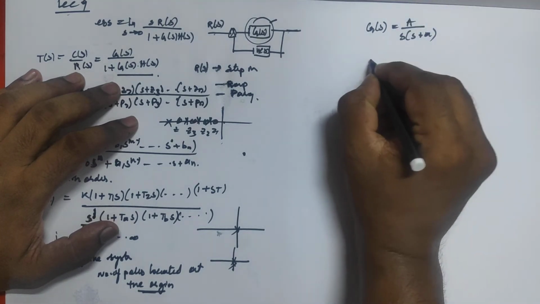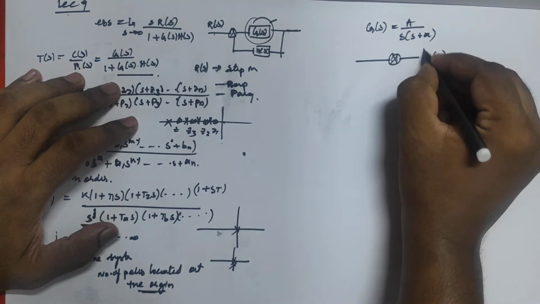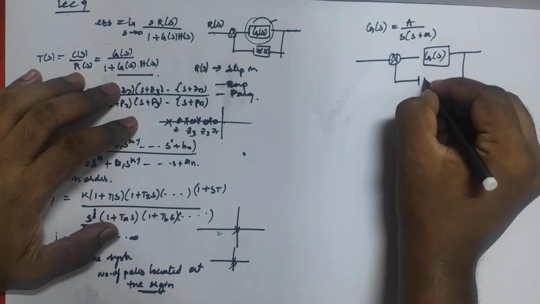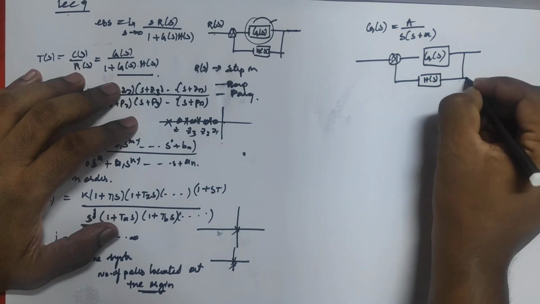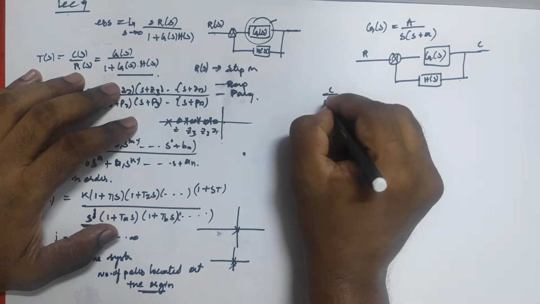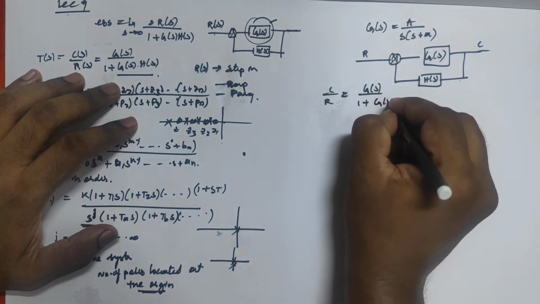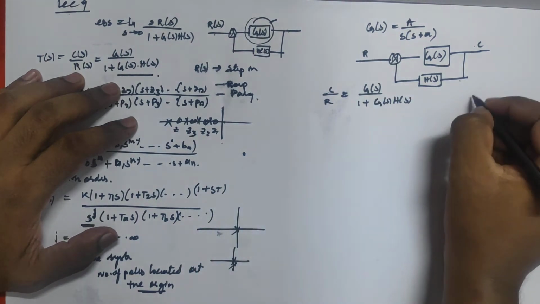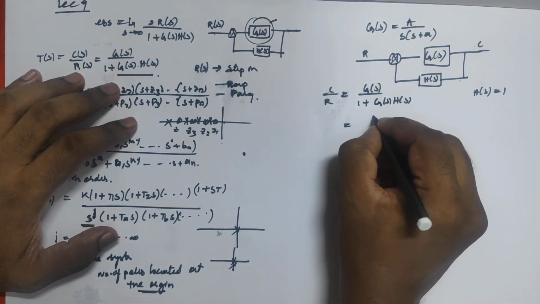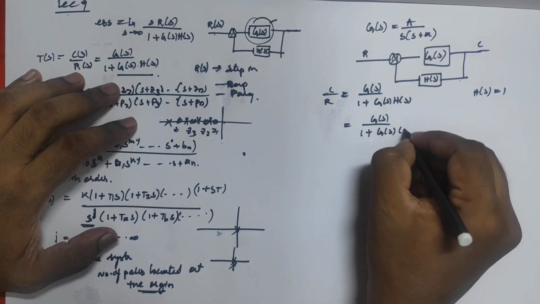Now I'm making this system with G(s), and I'm including some H(s) feedback system. Now what happens is R(s). So C by R is equal to what? G(s) by 1 plus G(s) into H(s). Now let us take H(s) as unity feedback. Now what happens? G(s) by 1 plus G(s) into 1.